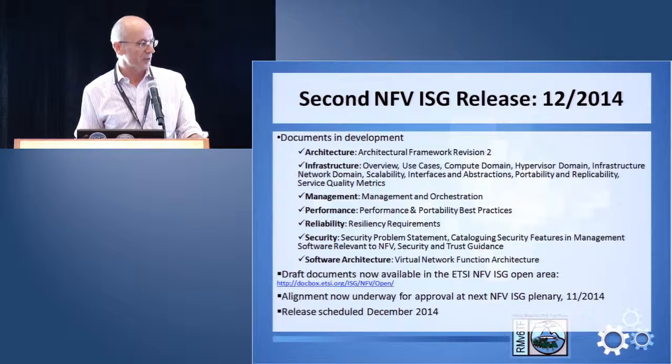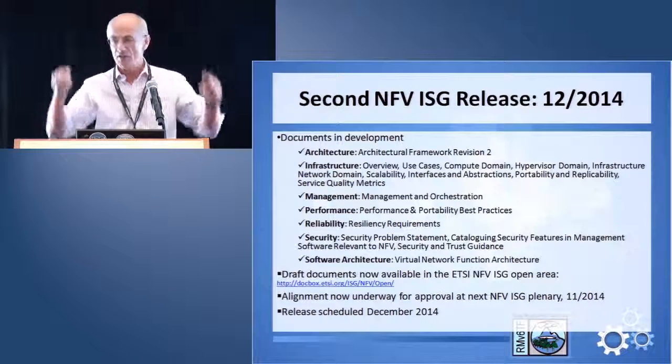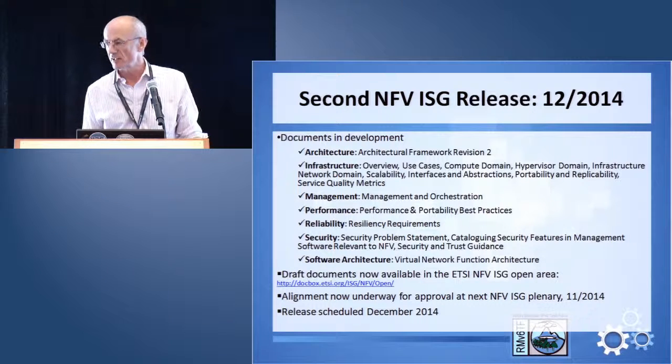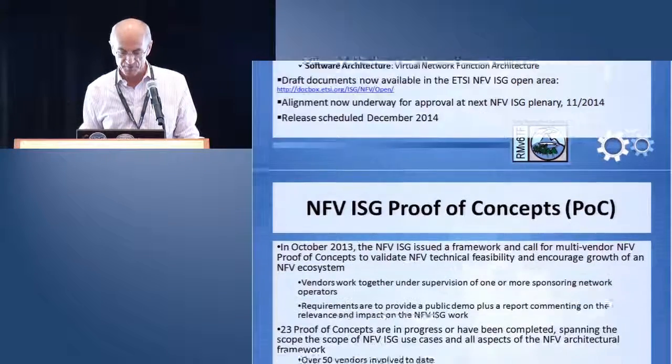And they've published a problem statement, which is a list of security areas. Some of them are really quite difficult ones to deal with. Things like lawful intercept, for example, is something which enterprises won't be familiar with, but certainly are critical for public infrastructures. And those documents are freely available, or will be freely available, on the ETSI website.